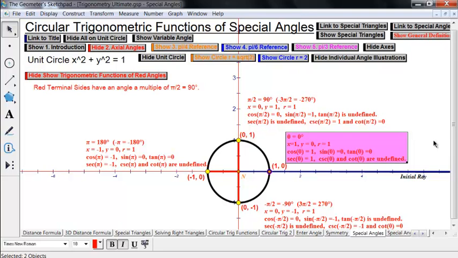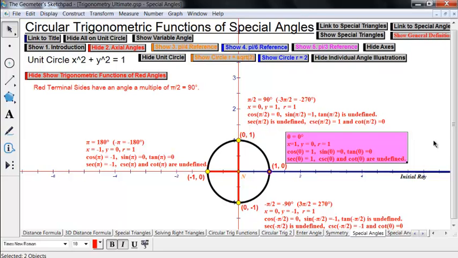So the cosine of 0 is x over r, so it's 1 over 1, which is 1. Sine of 0 is y over r, so 0 over 1, which is 0. Tangent of 0 is y over x, 0 over 1 is 0. Secant of 0 is r over x, 1 over 1 is 1. Now cosecant and cotangent are respectively r over y and x over y. In both cases, since y is 0, those are undefined. So cosecant and cotangent are undefined.